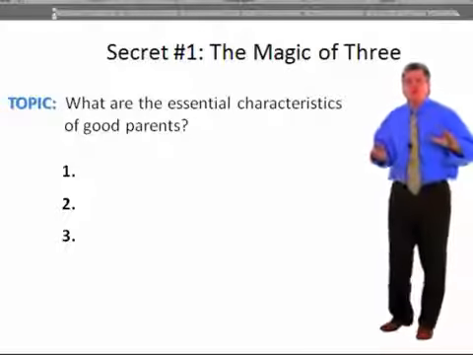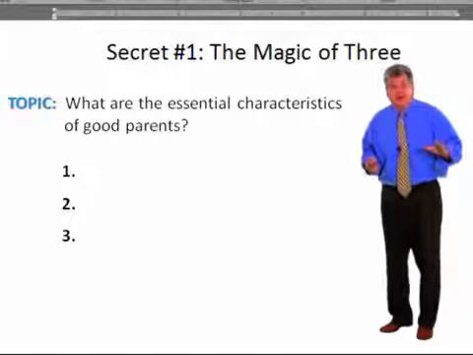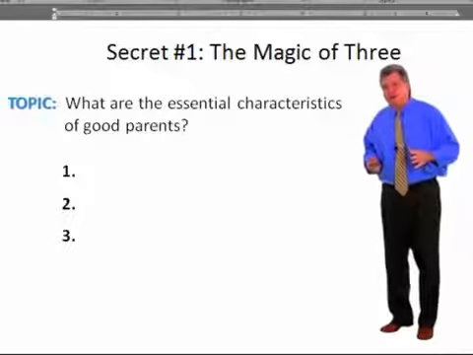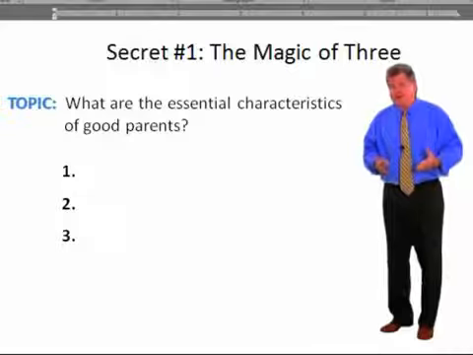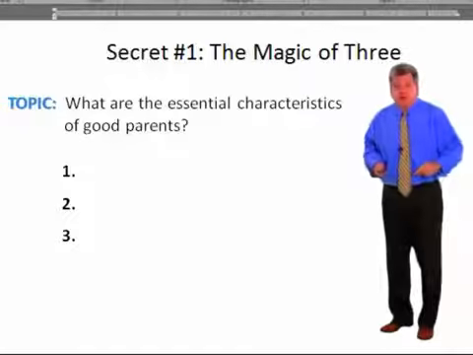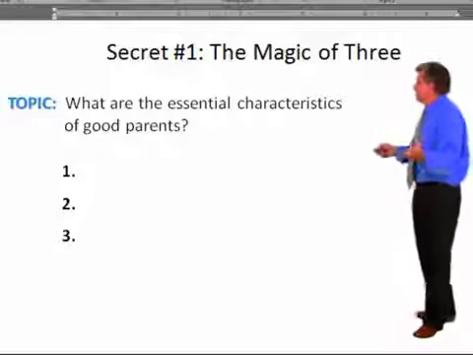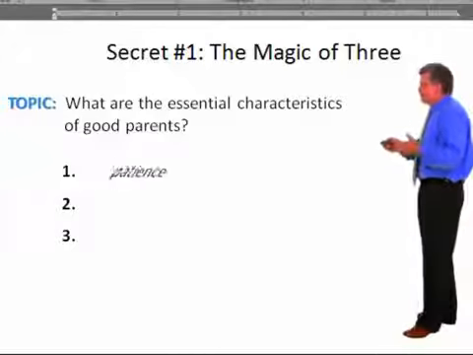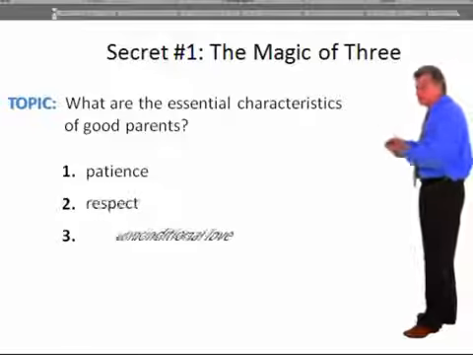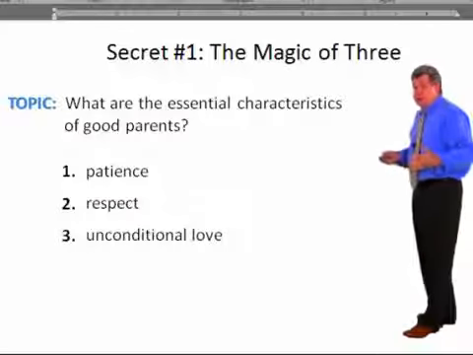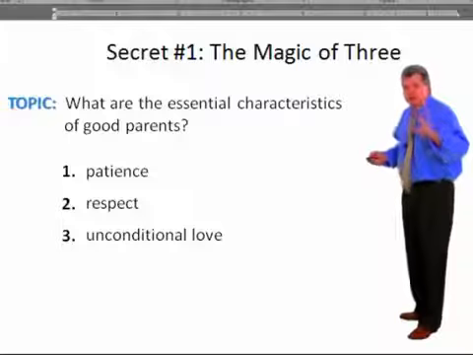Sure, there are more than 3 characteristics of good parents, let's hope. But the point is, when writing this 5-paragraph essay, you're going to limit yourself to 3. And they can be the 3 you consider most important. Something like patience, something like respect, something like unconditional love. Again, there can be more, but limit yourself to 3.